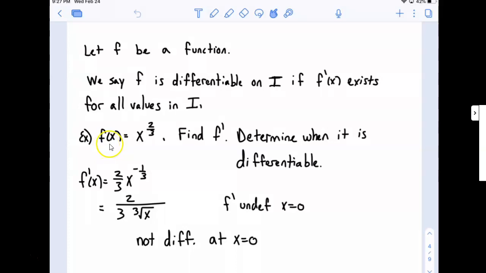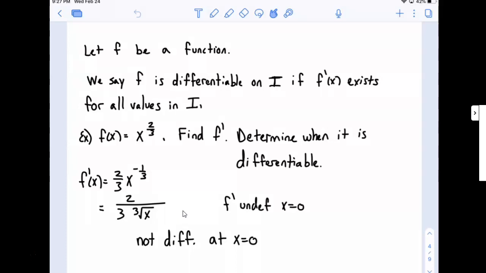This is in the notes and you can follow along. I'm going to go through it pretty quickly here. But if we have a function like x to the 2/3, we want to know when is it differentiable. Well, the derivative, using our power rule, would be 2/3 x to the negative 1/3, which we could rewrite as 2 over 3 cube root of x. So then that derivative process carried through perfectly.